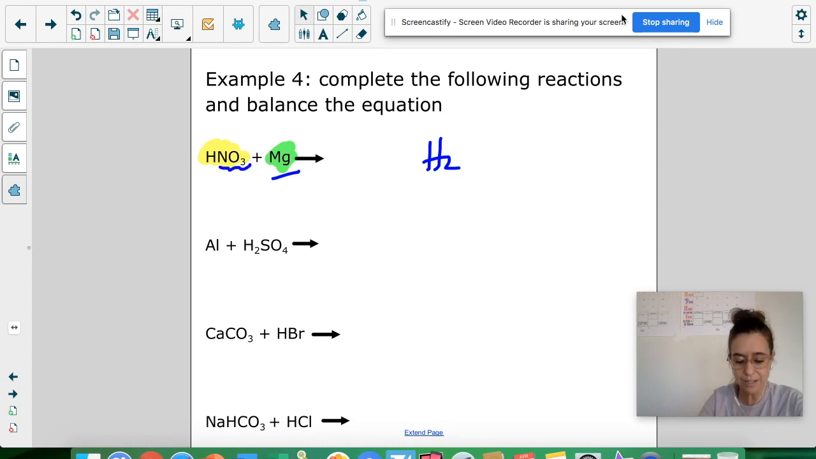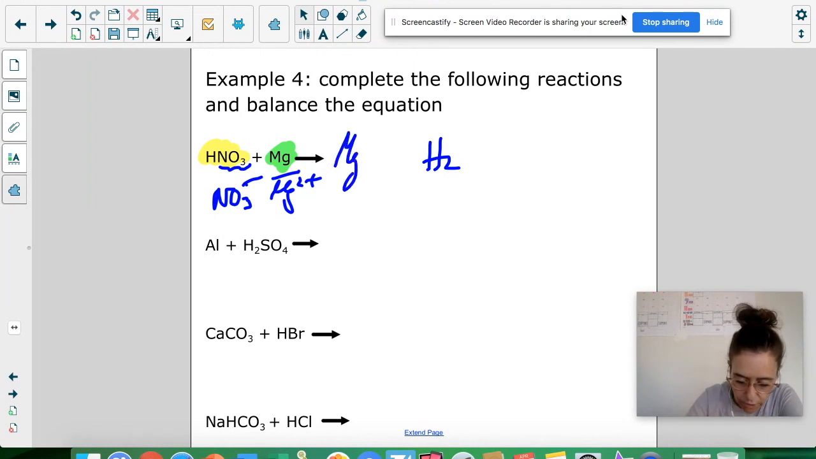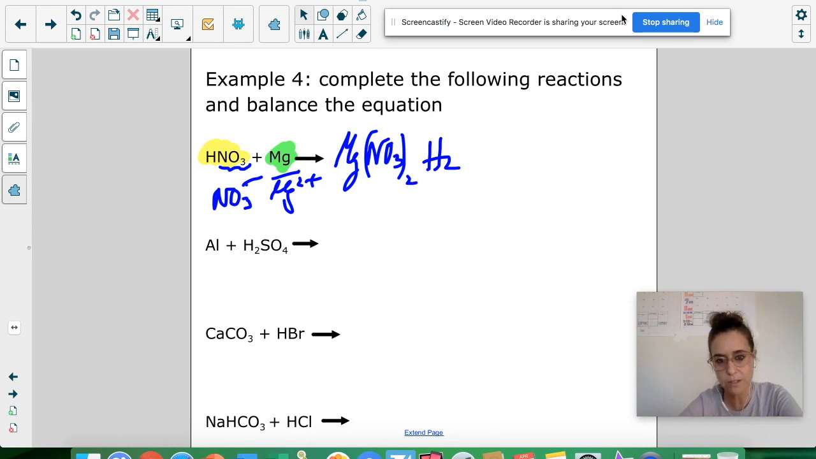Okay, so in this case, it's going to be the magnesium that forms magnesium 2+, and then the NO3, that is a polyatomic ion, that is NO3 1-. So what's the metal salt? The metal salt is going to be Mg(NO3)2. That's hydrogen. That would be the answer. Now, is this reaction balanced? It is not balanced. So to balance this reaction, you have to actually write a 2 in front of the nitric acid. Now it's balanced. Next one.